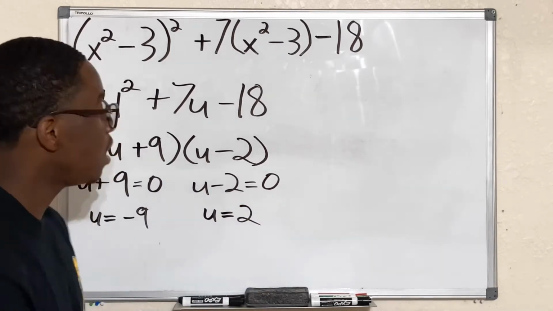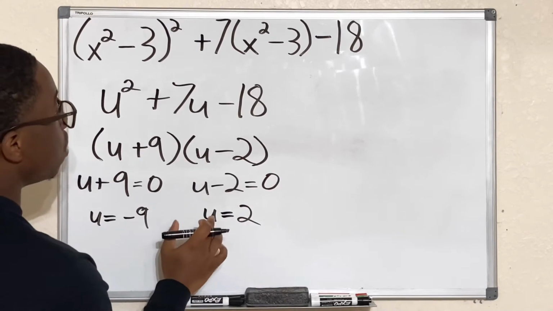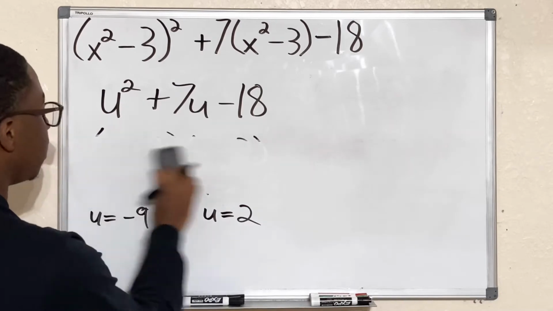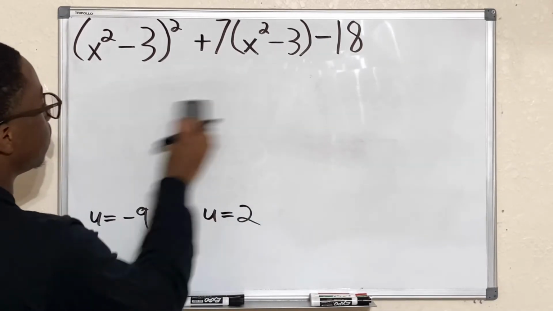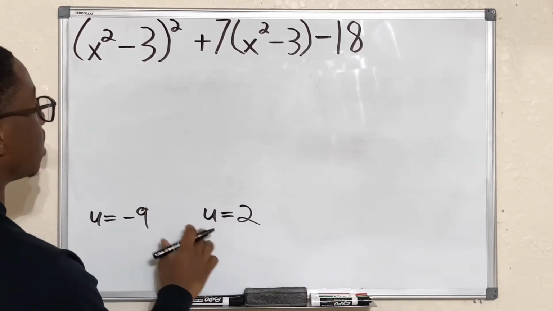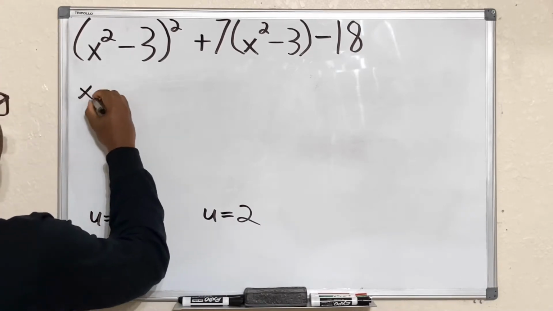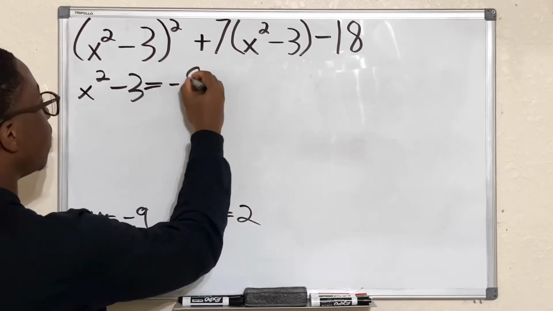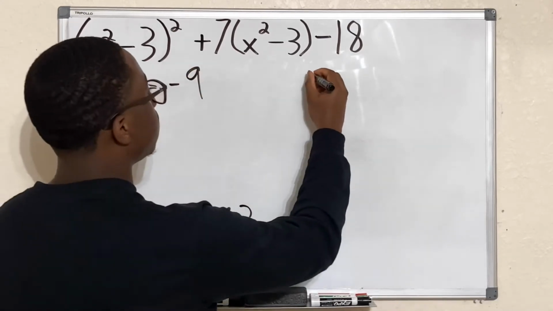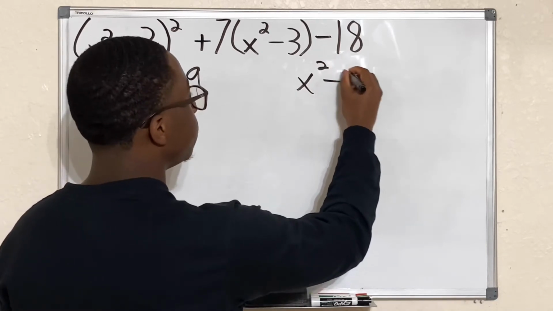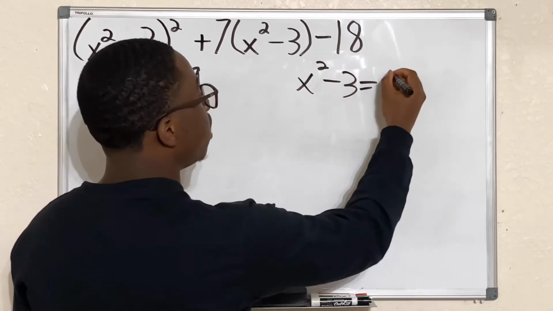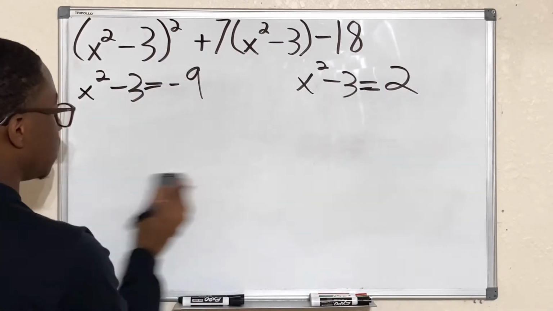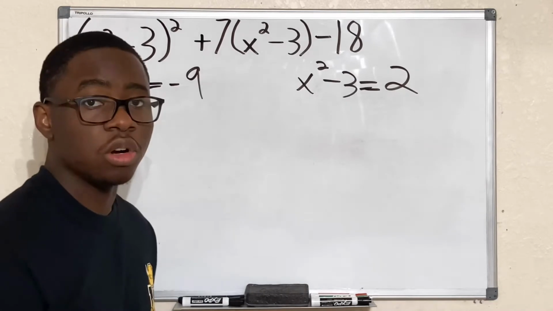What do we do after that? After that, we're going to substitute our U with our original expression. So let me erase all this so we have a clear workspace. Now we're going to substitute everything. So we have x squared minus 3 is equal to negative 9. And x squared again minus 3 is equal to a positive 2. So now I can erase this. Now we just solve this like it's a normal equation.